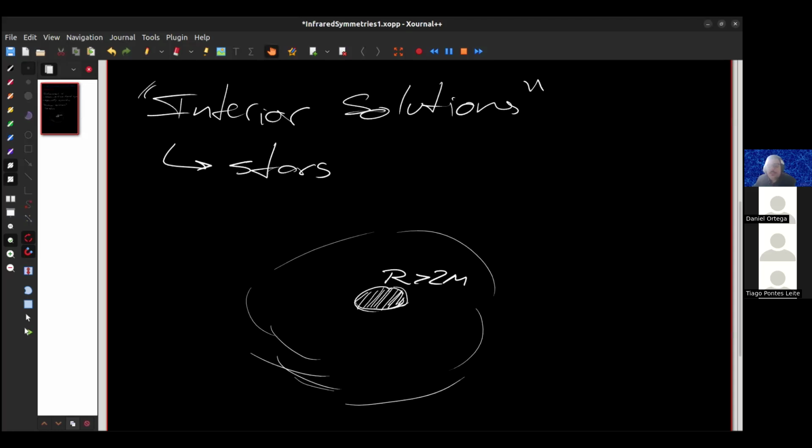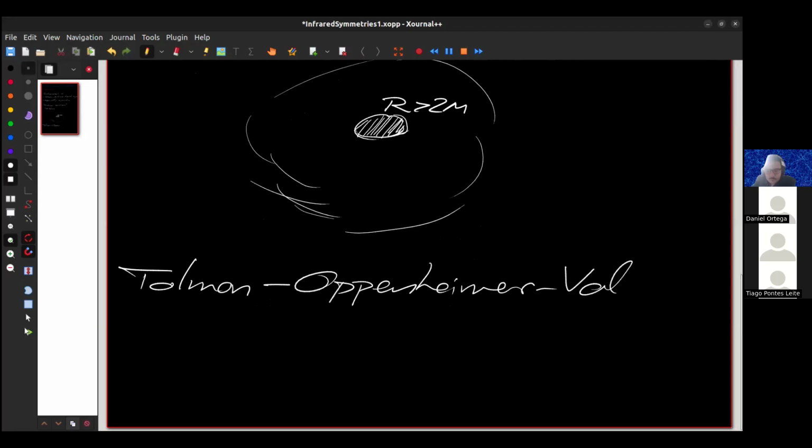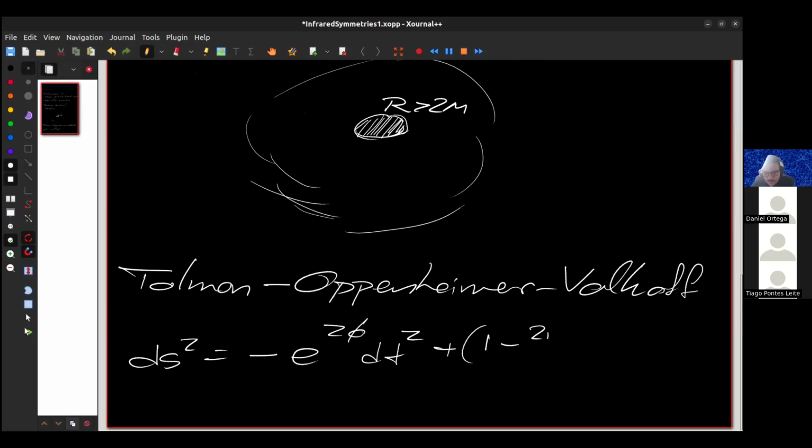In this particular case, you can also get a very simple solution, which is given by the so-called Tolman-Oppenheimer-Volkoff, or TOV, solution or metric. So you actually get a metric that looks, if I'm not mistaken, like this overall form: 1 minus 2m over r, where this m is a function of r, to the power minus 1, times dr squared, plus the angular part. So this is the metric you actually get for a star.